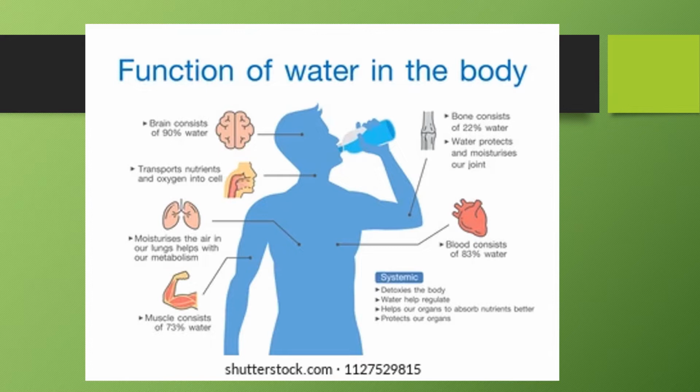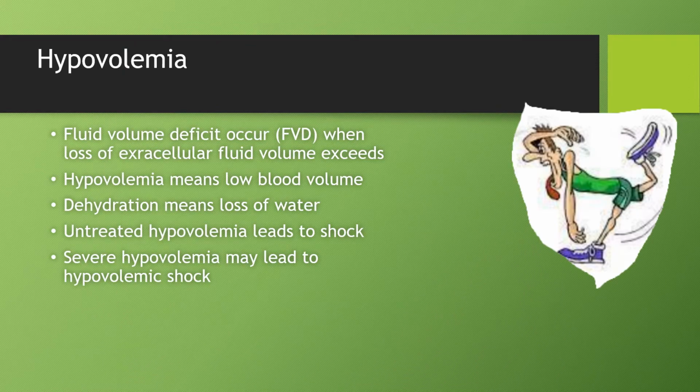So hypovolemia is one type of fluid volume disturbance, a topic which comes under fluid and electrolyte balance. First we'll see what is meant by hypovolemia. Hypovolemia means a fluid volume deficit that occurs when the loss of extracellular fluid volume exceeds normal. In the introduction video I said there is intracellular volume and extracellular volume. Here the fluid volume is lost from the extracellular space. Clear? That condition we call hypovolemia, meaning low blood volume.